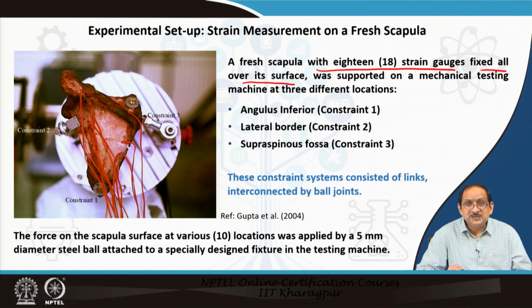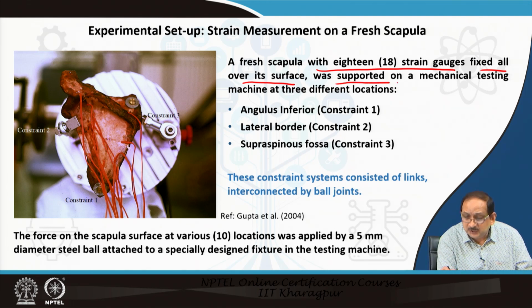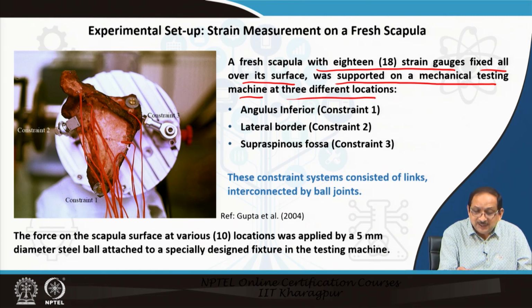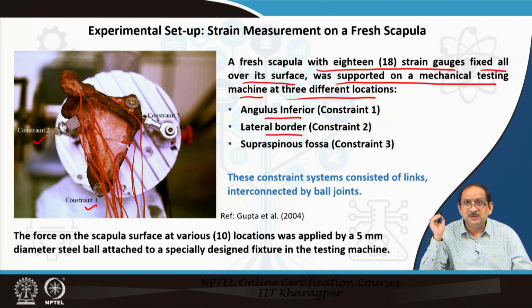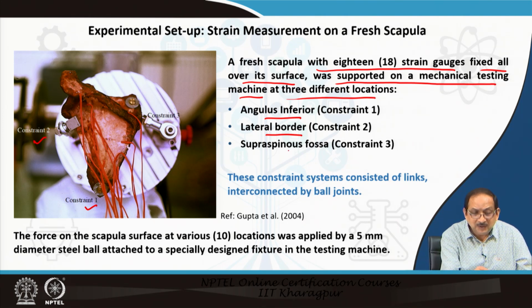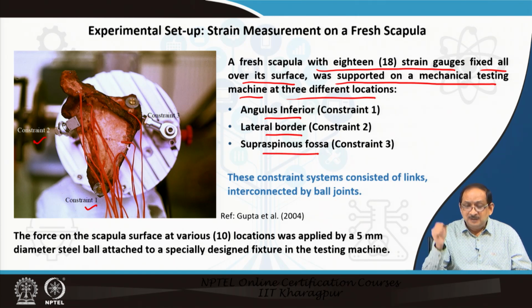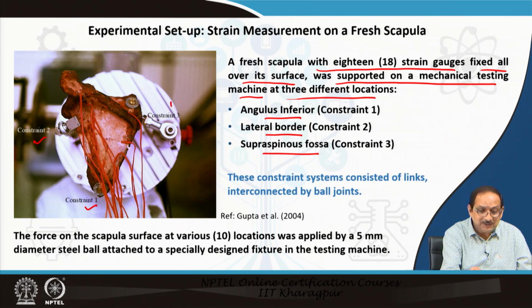And the fresh scapula with the 18 strain gauges was supported on a mechanical testing machine at 3 different locations. As you can see, at the angulus inferior, it is constraint 1, at the lateral border, constraint 2, as clearly seen in the figure presented in the slide, and another constraint is at the supraspinous fossa, which is constraint 3 as indicated in the figure.